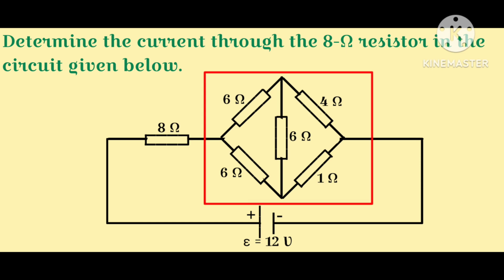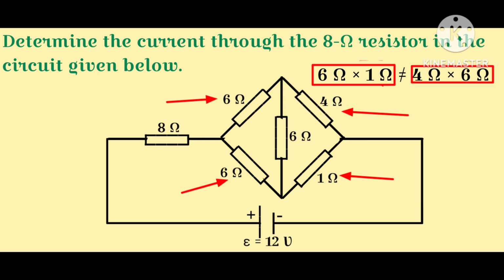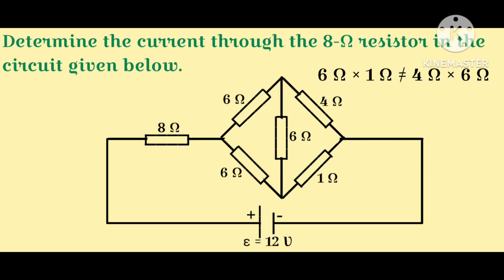This Wheatstone bridge is unbalanced. Why is this unbalanced? Let's check it. The product of the resistances of the resistors in these opposite sides is not equal to the product of the resistances of the resistors in these opposite sides. So we cannot remove the diagonally connected 6 ohm resistor.